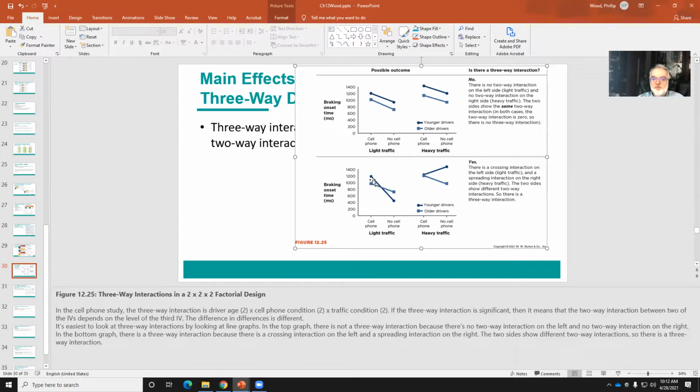By contrast, you could have interactions going on, but the shape of the interaction in one group is different than the shape of the interaction in another. So, in this case, we have a main effect for cell phone, a main effect for age, and a main effect for light versus heavy traffic. And down here, we have an interaction between cell phone usage and age for light traffic, and a differently shaped interaction for cell phone versus no cell phone as a function of age in the heavy traffic situation.